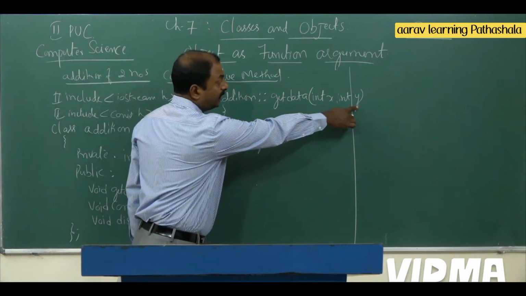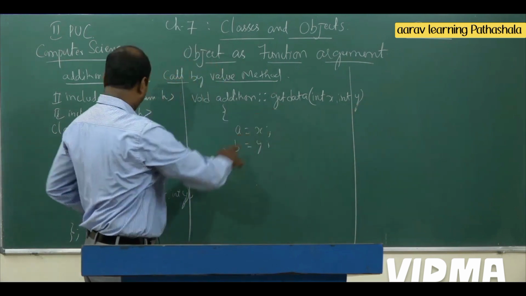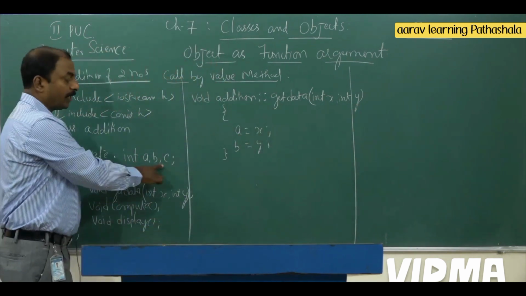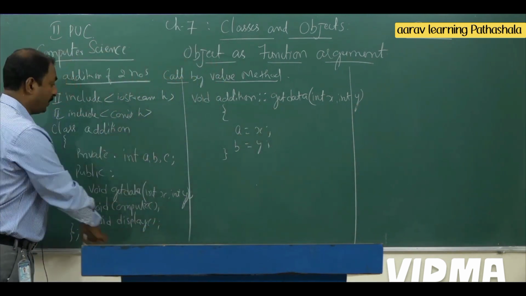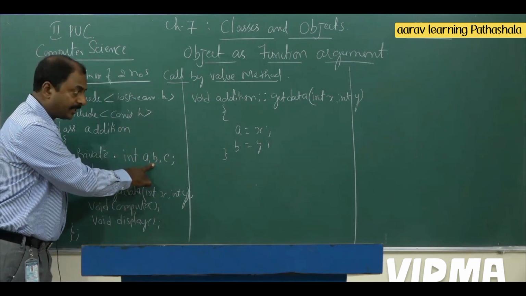Just make a note at this stage: x and y are the variables declared for the function getdata, and a and b are class variables declared inside the class.